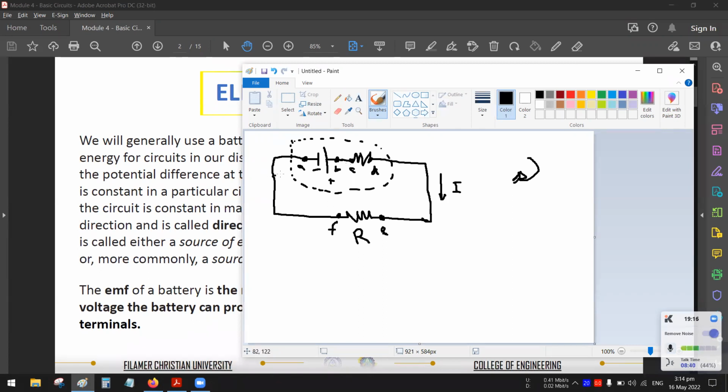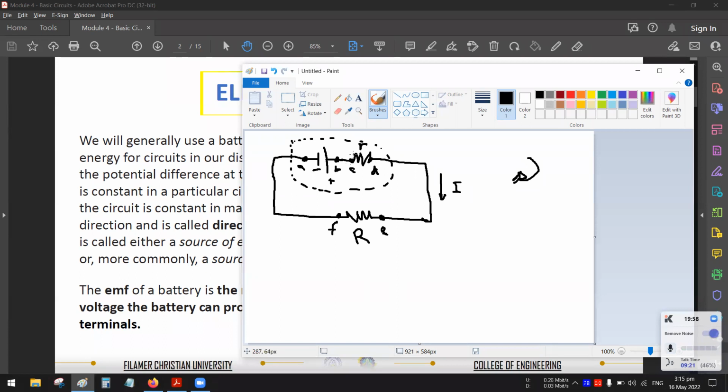So meron tayong naka-dash rectangle dito sa loob ng circuit. So ito yung ideal battery natin. Okay, so this is containing an ideal resistance free. Okay, wala tayong resistance diyan. Resistance free EMF in series with an internal resistance R. So ito yung internal resistance natin. So ideally, ito yung buong circuit natin. Wala siyang internal resistance. But realistically, yung battery mismo is merong internal resistance.